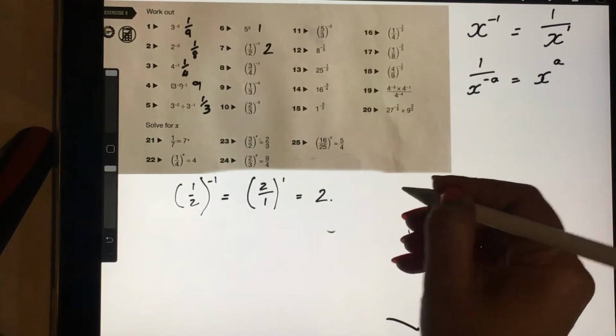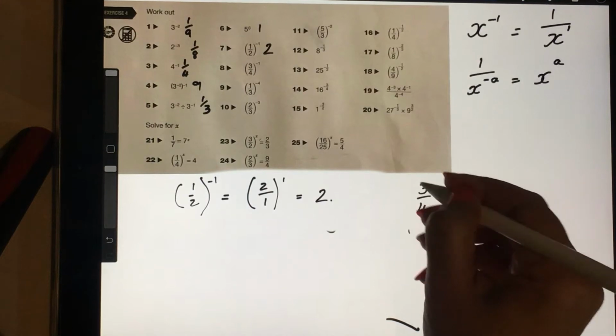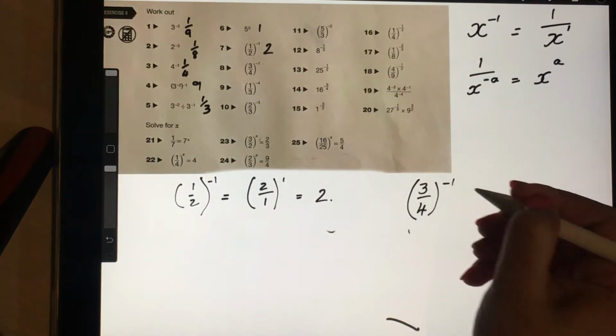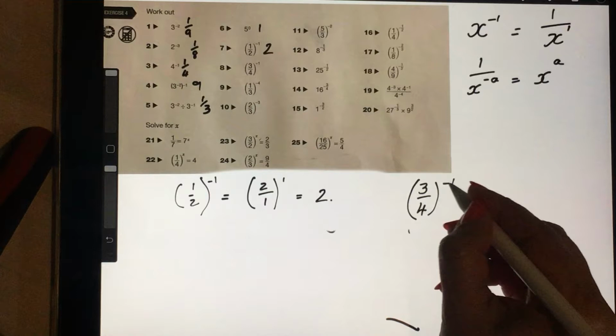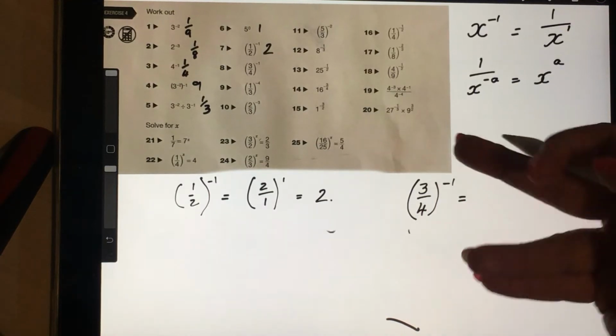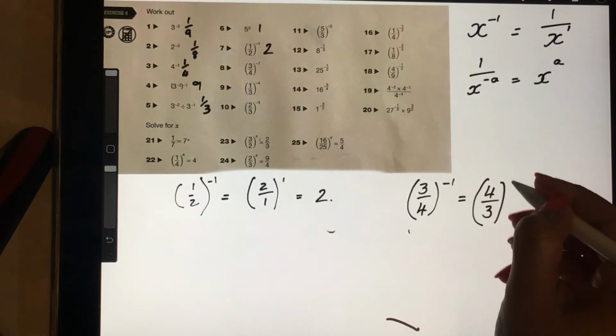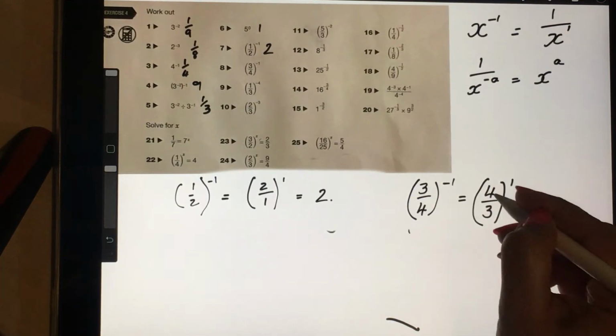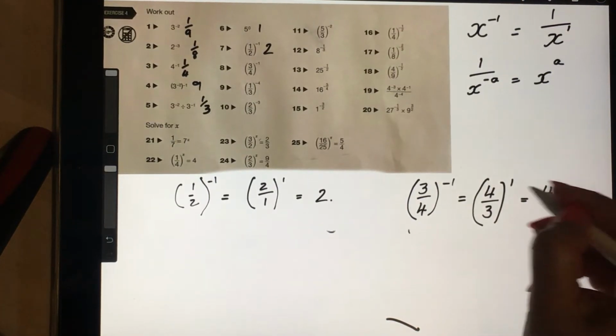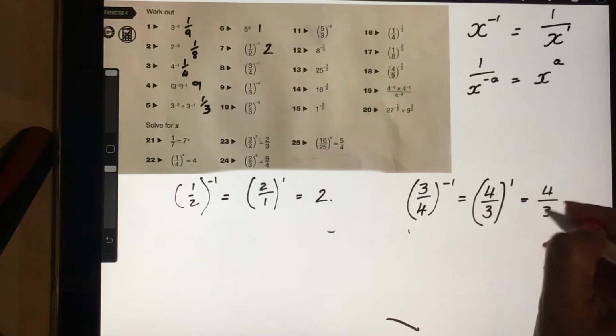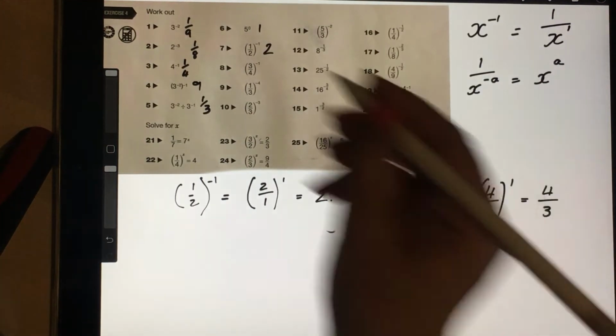The same for number 8, where we've got 3 over 4 raised to the power of negative 1. First we sort out the negative, and that means that we flip everything on the inside of the bracket, and that's raised to the power of 1. 4 to the power of 1 is 4, 3 to the power of 1 is 3. So the answer is 4 over 3.